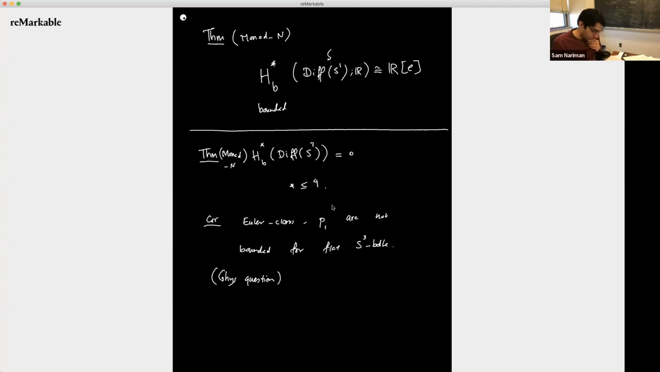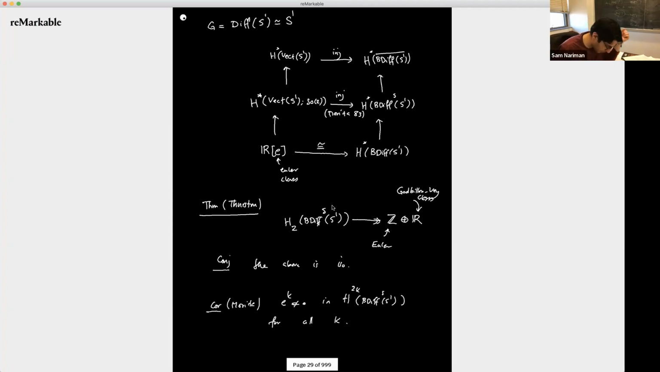Okay, so back to this fundamental diagram for Diff of S1. We know that there are Godbillon-Vey classes, there are Euler classes, and we said that if there is anything else, it has to be unbounded. And as you probably know, the Godbillon-Vey class is known to be unbounded. There are examples by Thurston, like a flat bundle over just a surface of genus 2, whose Godbillon-Vey class goes off to infinity. So that makes it unbounded.